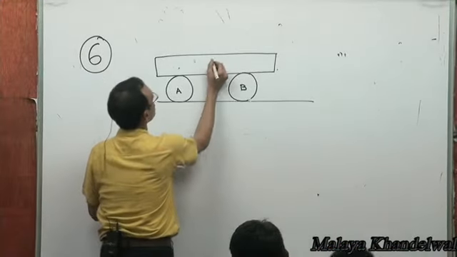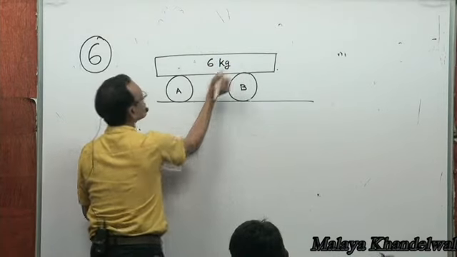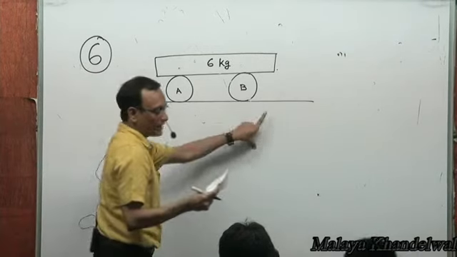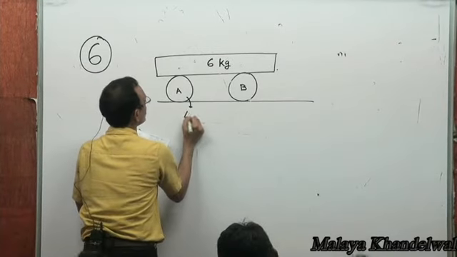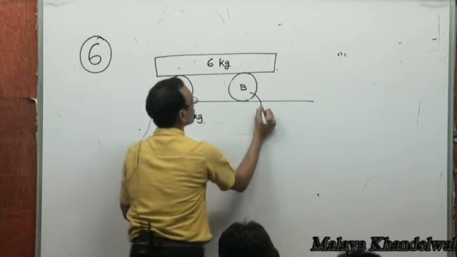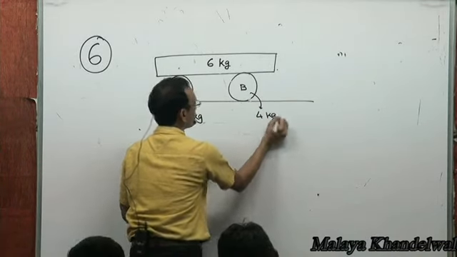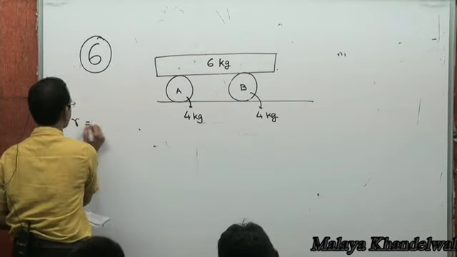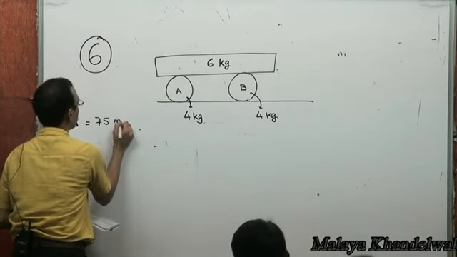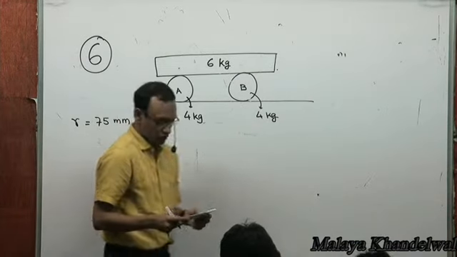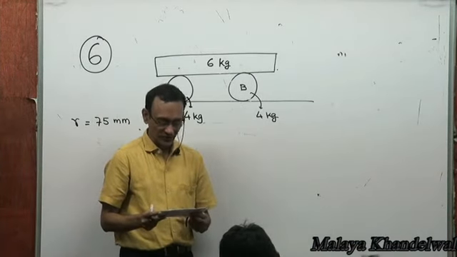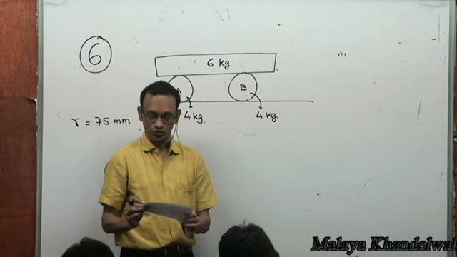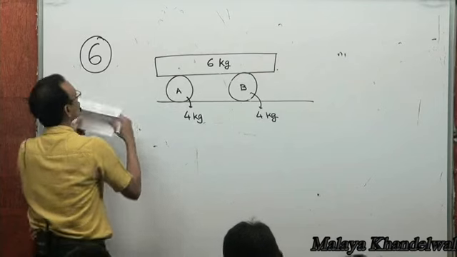So there is a 6 kg carriage, and it is supported as shown by 2 uniform discs, 4 kg each. And the radius of each of these discs is given to be 75 mm. Knowing that the carriage is initially at rest, determine the velocity of the carriage 2.5 seconds after the 10 Newton force has been applied.